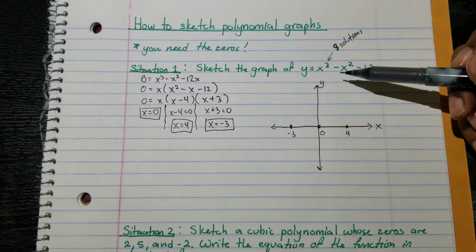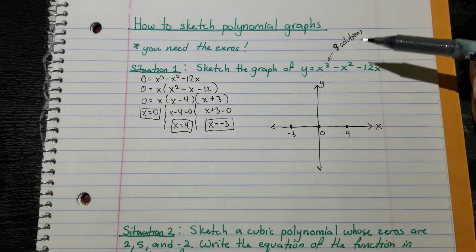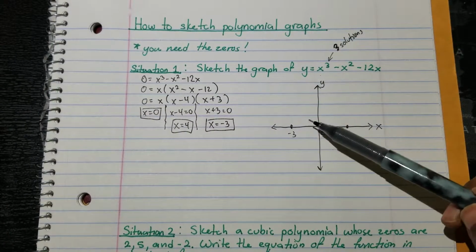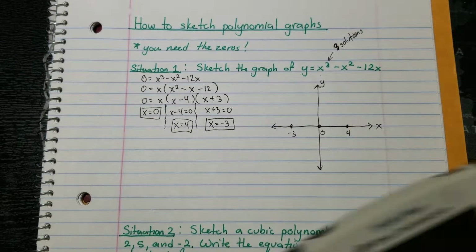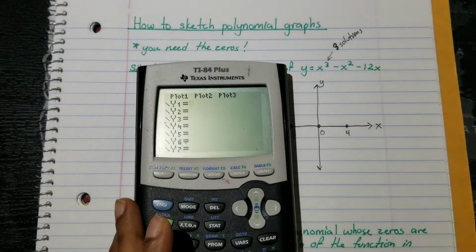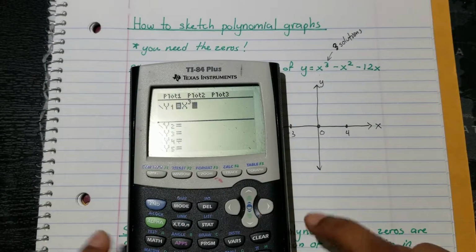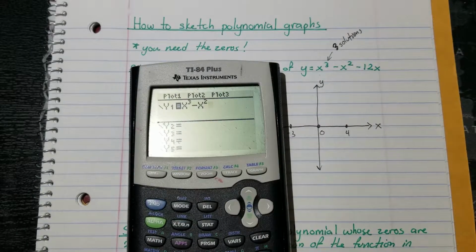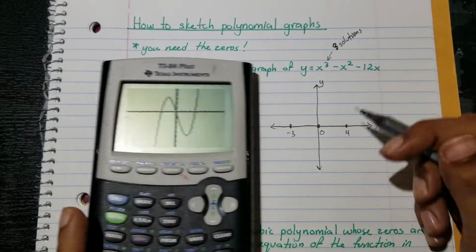Now if you're just reaching Algebra 2, this is probably going to be the first time you're seeing a cubic function. But let's say you don't naturally know what the graph is going to look like. You should have access to a calculator. What you can do is just type in the equation: x cubed, then minus x squared, then minus 12x. You want to hit graph. This is pretty much what your graph is going to look like, so you just want to mimic that sketch.